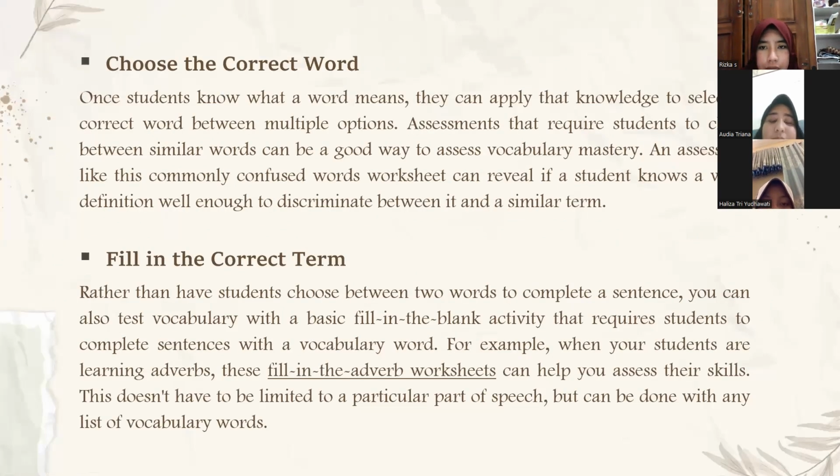Next is choose the correct word. When students know what a word means, they can apply that knowledge to select the correct word between multiple options. An assessment that requires students to choose between similar words can be a good way to assess vocabulary mastery. An assessment like this commonly confused word worksheet can reveal if a student knows a word's definition well enough to discriminate between it and similar terms.